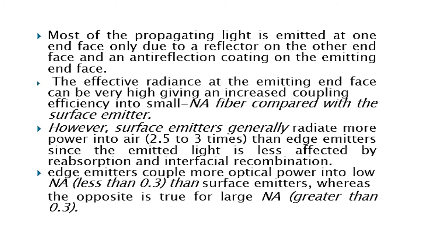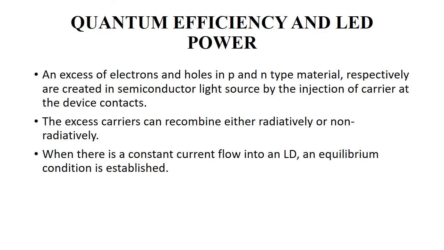Surface emitters generally radiate power into air that is 2.5 to 3 times that of the edge emitter, since the emitted light is less affected by reabsorption and interfacial recombination. So in the edge emitter, the coupled optical power will be lower than in the surface emitters. The next topic is quantum efficiency and LED power.